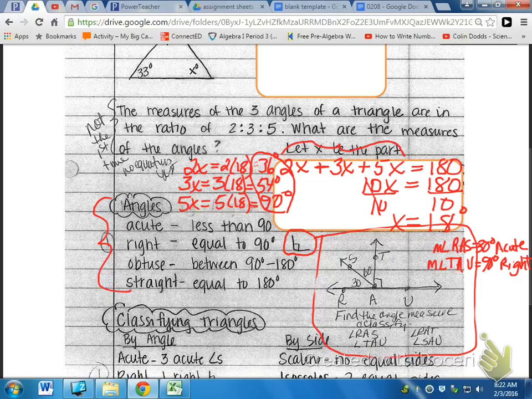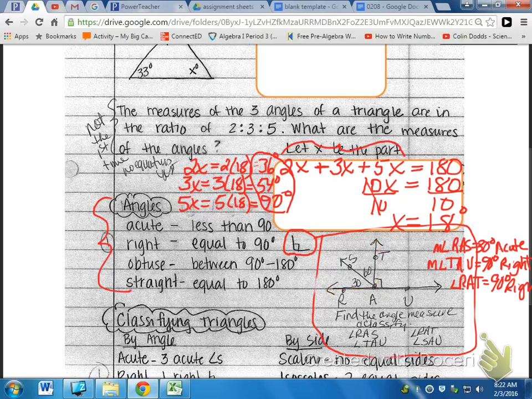Okay, so next we're going to look at angle RAT. What would you classify that one as? Drayton? Right. I guess I should ask you for the degree measure, but I'm assuming you mean 90 because you said right. Very good. It's also right.